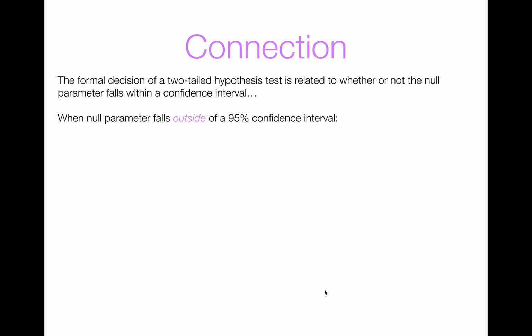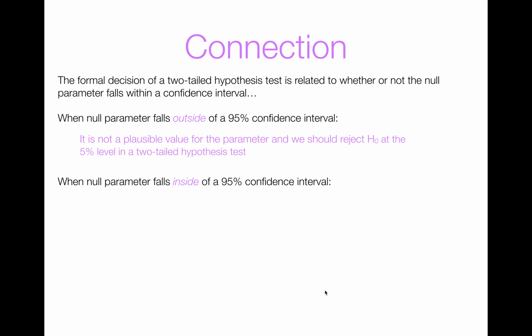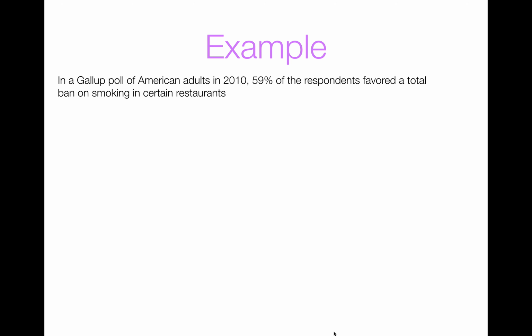So when the null parameter falls outside of a 95% confidence interval, we say that it is not a plausible value for the parameter to take, and we should reject the null at the 5% level of significance in a two-tailed hypothesis test. If, on the other hand, the null parameter fell inside the interval, then we'd say it is a plausible value. So we should fail to reject the null at the 5% level of significance in a two-tailed hypothesis test. And notice we're using this for two-tailed tests. Confidence intervals have two numbers in them, so we're dealing with the two-tailed test. We'll do an example now.